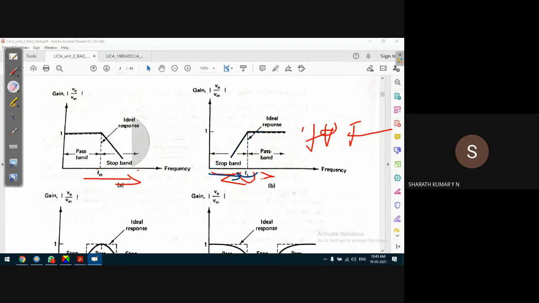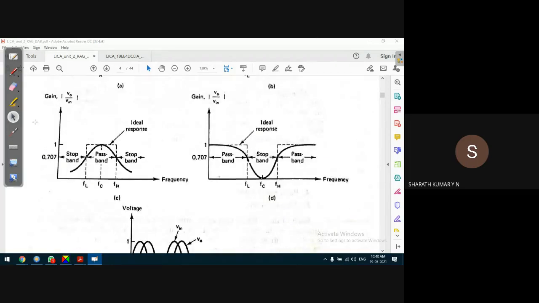This is called a high frequency filter. Okay, so this is for the band pass filter. In some textbooks you may find it called the pass band. No problem. It will allow frequencies between FL and FH, and frequencies less than FL and greater than FH are attenuated by the filter circuit.